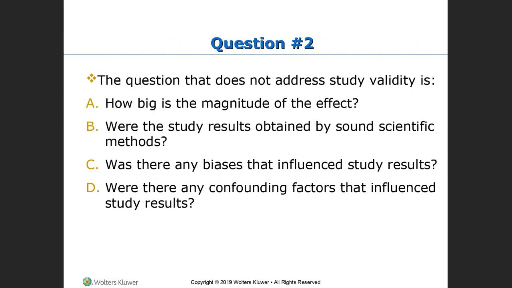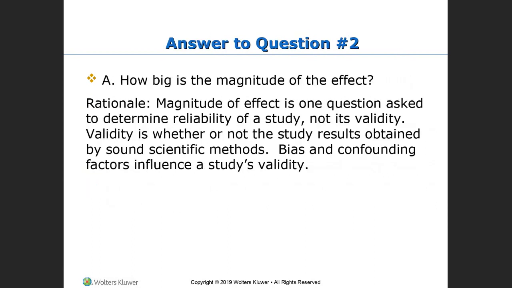The question that does not address study validity is, how big is the magnitude of the effect? Were the study results obtained using sound scientific method? Were there any biases that influenced the study results, or were there any confounding factors that influenced the study results? So the answer is A, because magnitude of effect is one question that is not used to determine validity. It's used to determine reliability of a study, not validity. So again, validity is whether they used sound study methods to obtain the information.